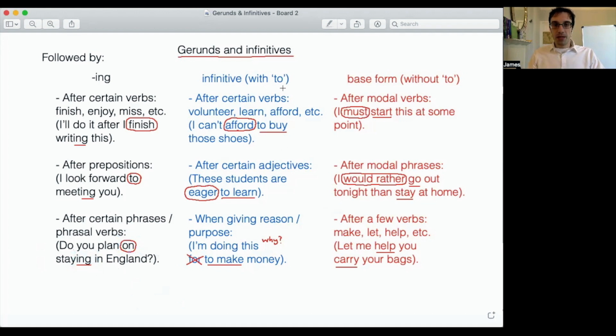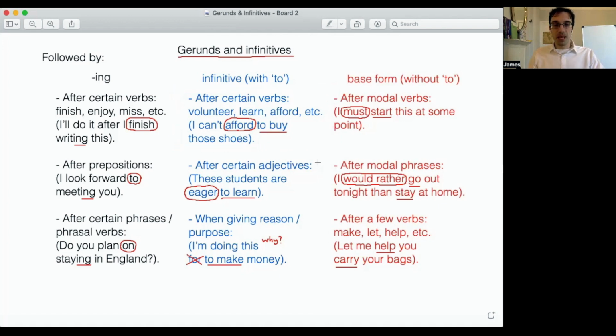Right, on to the infinitive. Again, it is followed by certain verbs. So volunteer, learn, afford, etc. And you'll see longer lists of these on my website. But let's look at one example here. I can't afford to buy those shoes.